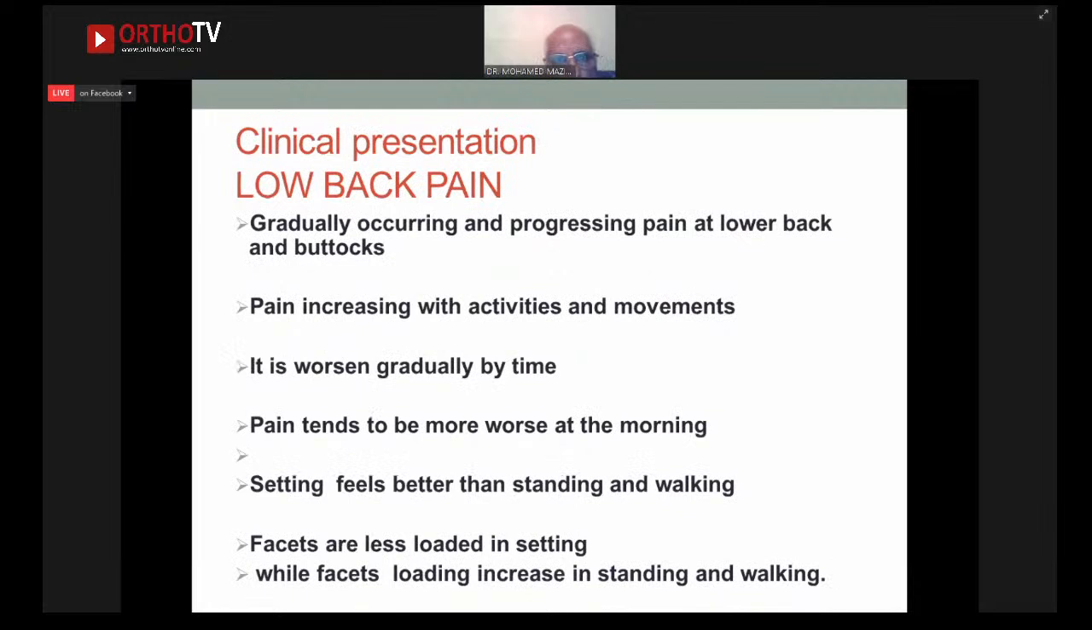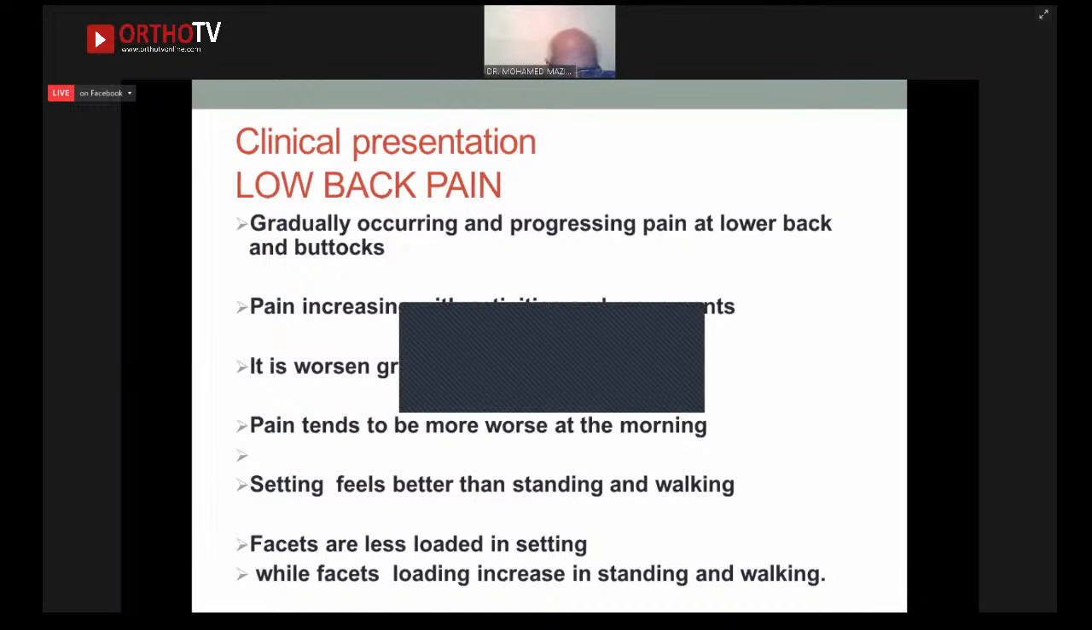Gradually occurring back pain starts. Once the patient has degeneration and the deformity uncorrected, there is gradually occurring and progressing pain in the lower back. Pain increases with activity. It is worsening gradually with time. Pain tends to be worse in the morning. Sitting feels better than standing and walking. And this is why: the facets are less loaded in sitting, while facet loading increases in standing and walking.